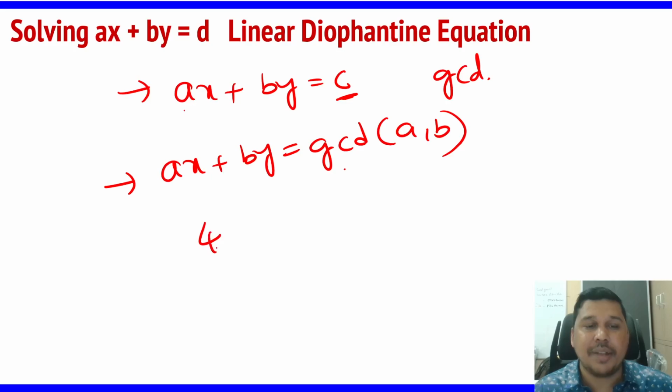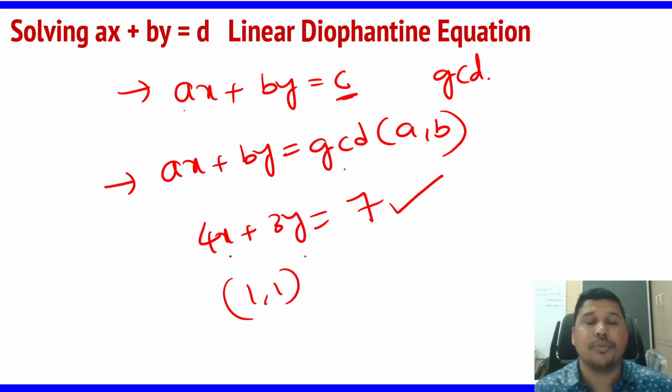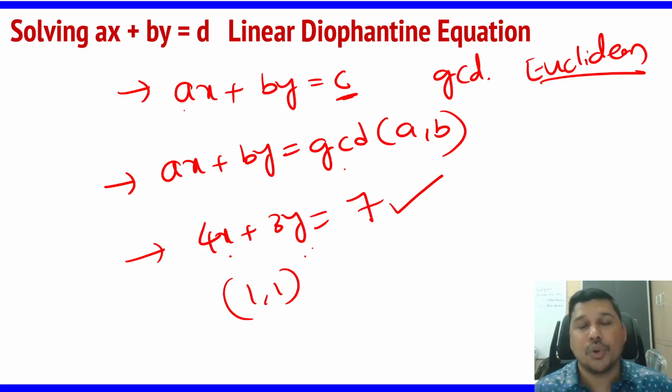For example, if I say 4x plus 3y is equal to 7, there can be multiple combinations of x and y for which this equation might hold true. One solution among those multiple is 1 comma 1, we know, right? If I put x as 1, y as 1, I get 7. So any equation of this form will have multiple solutions. To find out one solution, you can apply the Euclidean algorithm.